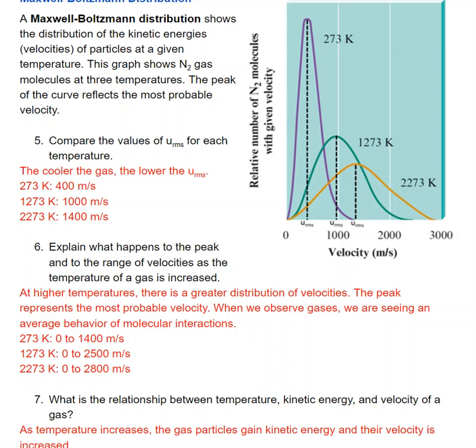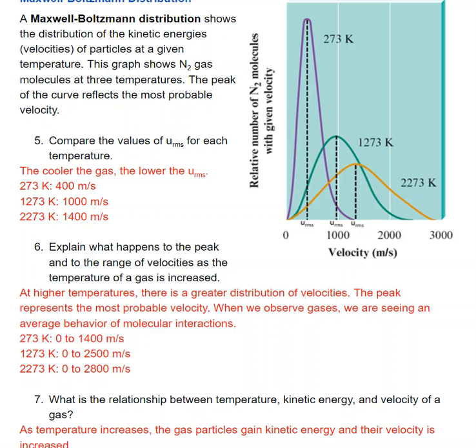So what happens to the peak and the range of velocities as the temperature of the gas is increased? At higher temperatures, there's a wider distribution of velocities. Underneath that peak gives us the most probable velocity. But it's important to know that when we observe gases, we are seeing an average behavior of those molecular interactions.